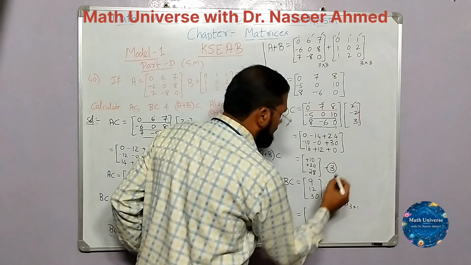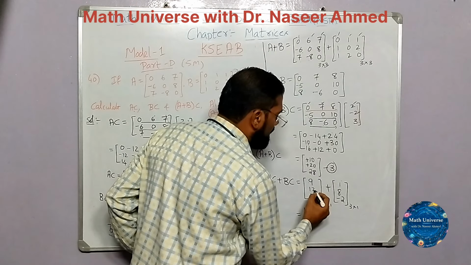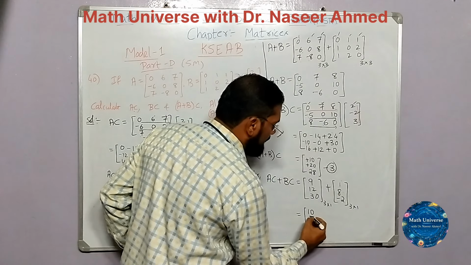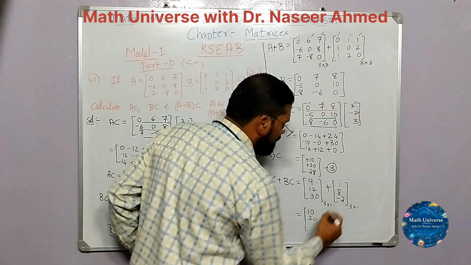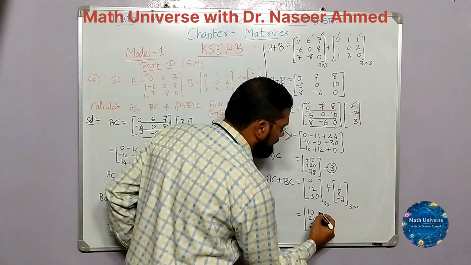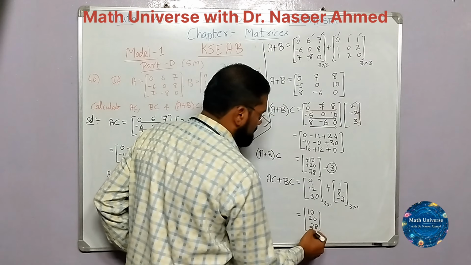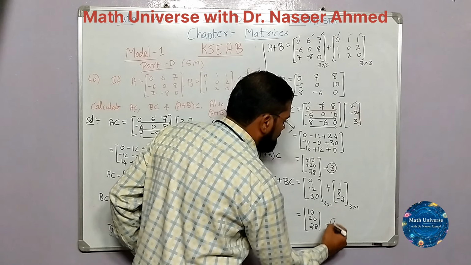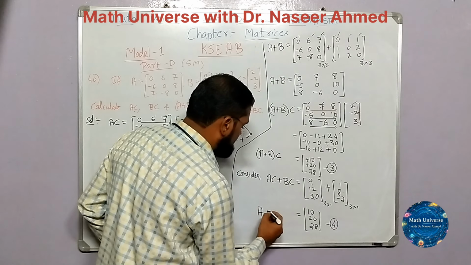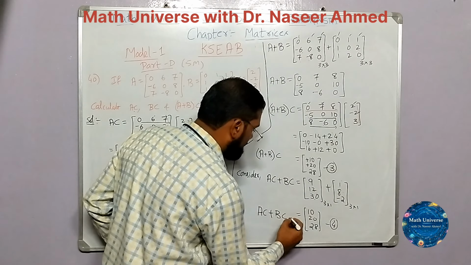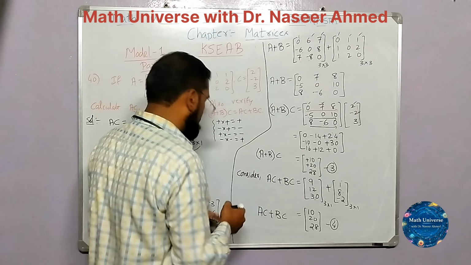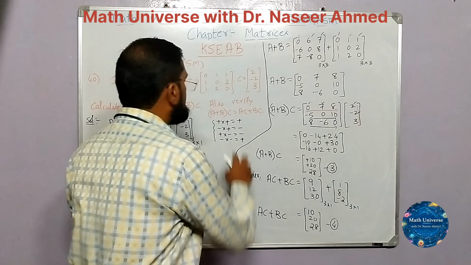So 9 plus 1 will be 10. 12 plus 8 will be 20. Then 30 minus 2 will be 28. Why plus sign for this? Because 30 is large compared to minus 2. Now this I will regard as equation number 4. Don't forget the left hand side. It is AC plus BC. So we have got the left hand side and right hand side of this.